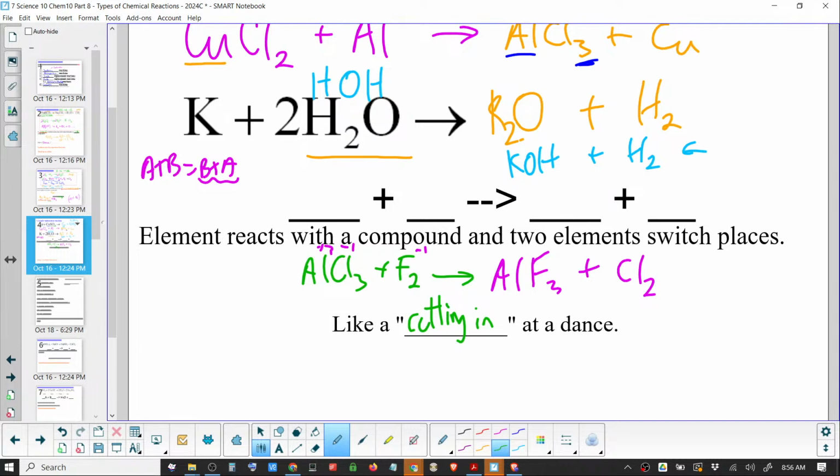Okay. So when we're looking at a single replacement, it's AB plus C goes to AC plus B. It replaces one of them. Which one it replaces depends on which one it is most similar to.